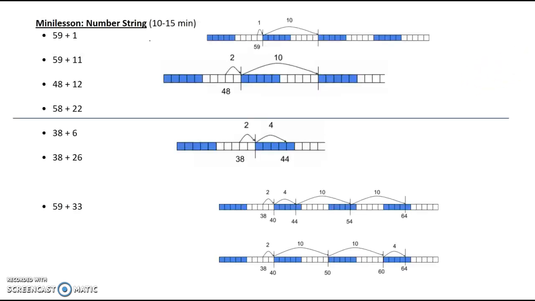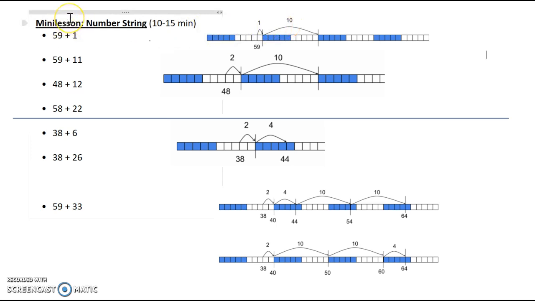So now that you and your kids are used to the structure of a number string, we're going to take a look at the whole number string together today so we can see the progression of the skills that the kids are going to be learning. There are 7 different problems you'll do. The first one is 59 plus 1. Now, this one should be fairly obvious to the kids, hopefully.